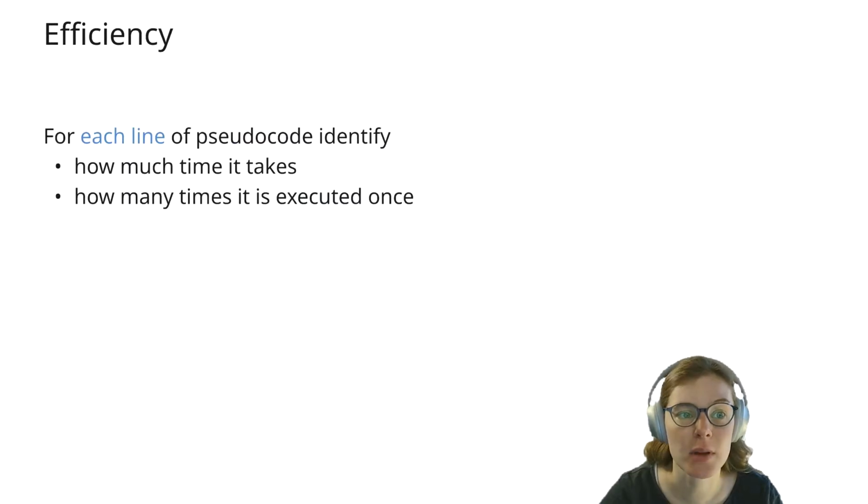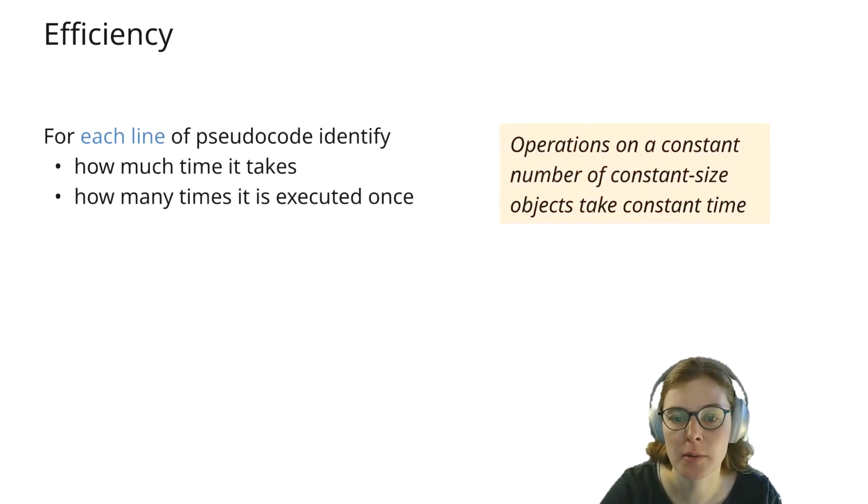And the second step is to analyze the efficiency of the algorithm. To do that, we simply identify for each line of the pseudocode how much time it takes to execute it and how many times it gets executed overall. Recall that for constant number of constant size objects, any operations on them we assume to take constant time, and we do not worry about the constant values themselves.